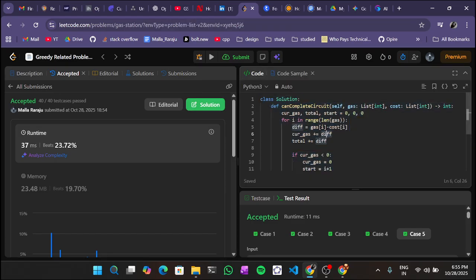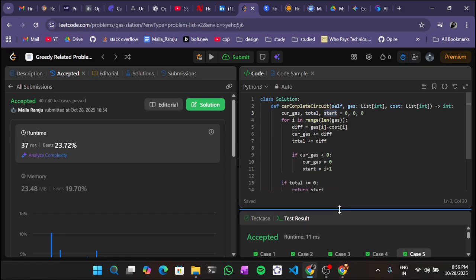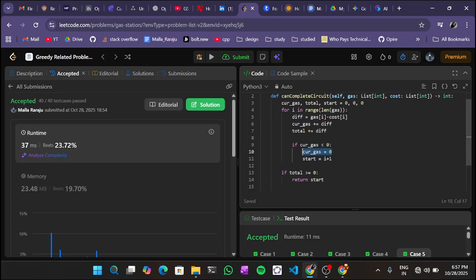So to explain the intuition, we have the current gas, the total gas cost and the starting position. We are initially starting at 0 position and our current gas is 0, so total would obviously be 0. While going forward, we calculate the difference and add it to the current gas and total. But if at any position the current gas becomes a deficit, below 0, we cannot go any further. So we reinitialize current gas to 0 and start at I plus 1th position.